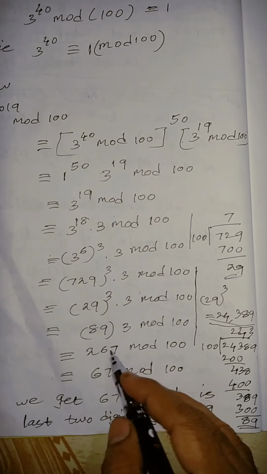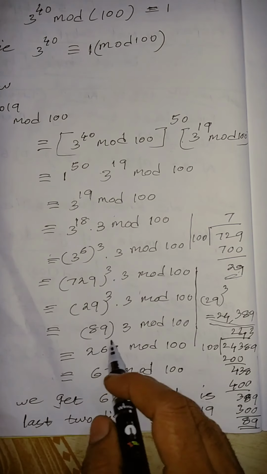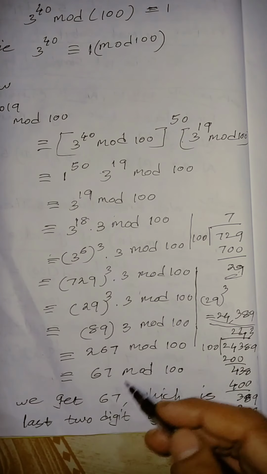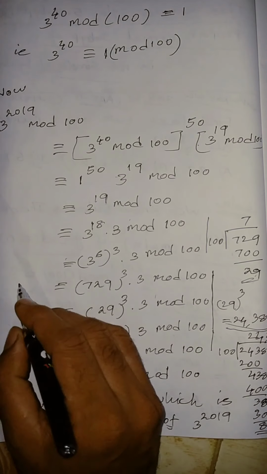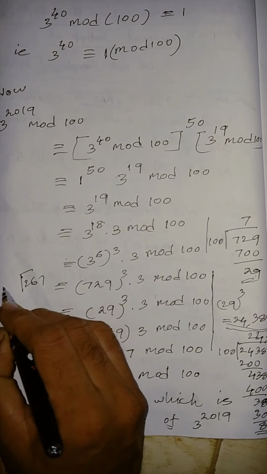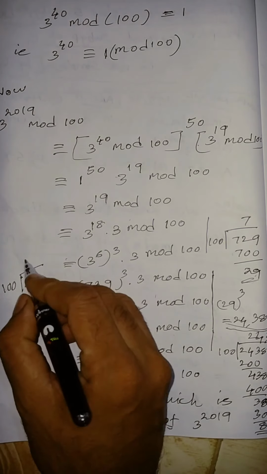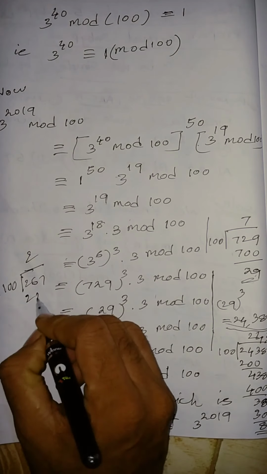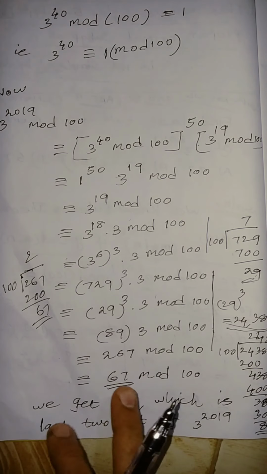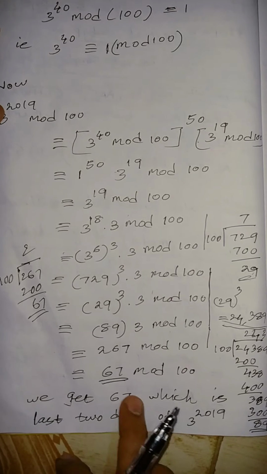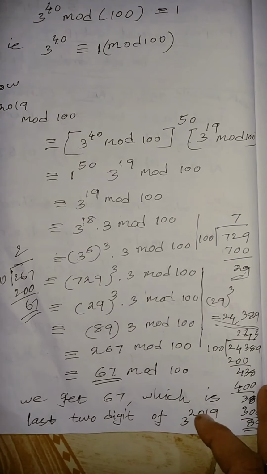Again it should be less than 100, but here it is 267. So again using that, 267 mod 100. Dividing by 100, 2 into 100 is 200. So what is the remainder? 67. So this is the last 2-digit number of 3 power 2019.